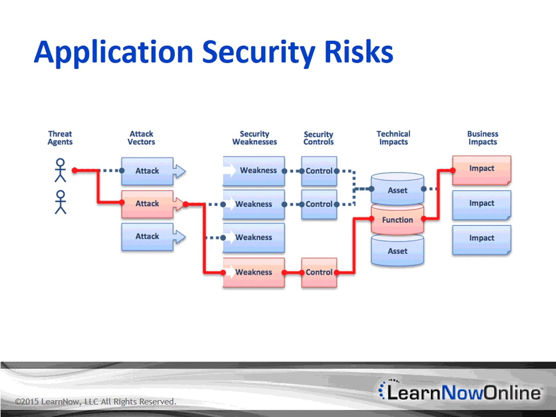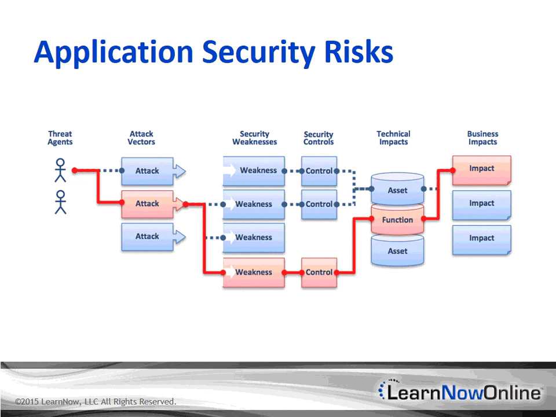To determine the risk to your organization, you can evaluate the likelihood associated with each threat agent, attack vector, and security weakness, and combine it with an estimate of the technical and business impact to your organization. Together, those factors determine the overall risk of a vulnerability.